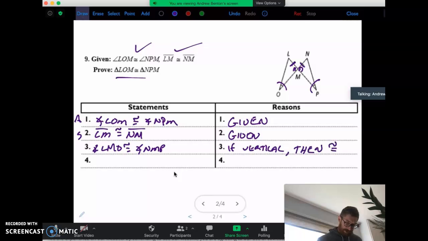And then finally, so that gives us angle, angle, side. There's another side. So these aren't in the right order right now. It's angle, side, angle. The side is excluded from the angles. It's not included. So that's why it's going to be angle, angle, side. So triangle LOM is congruent to triangle NPM by angle, angle, side.